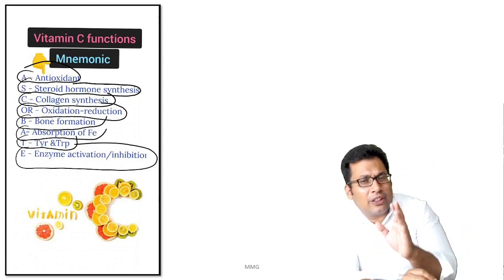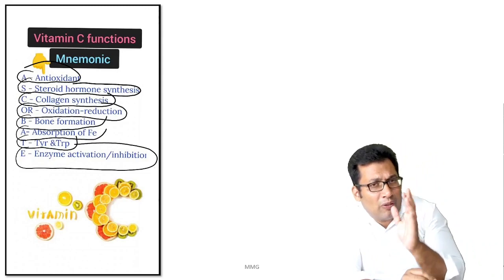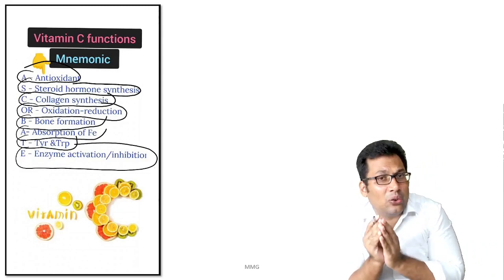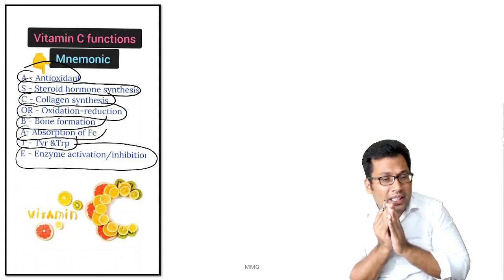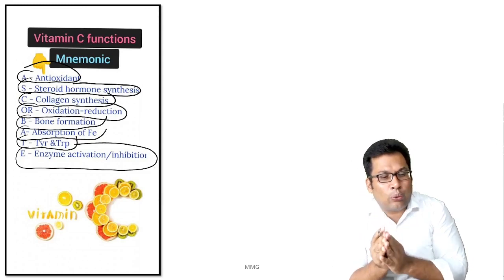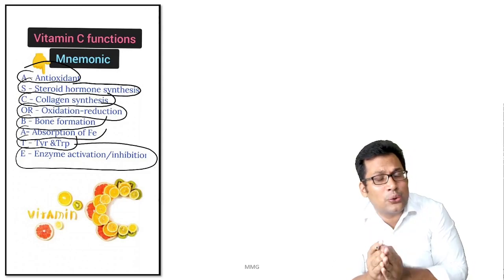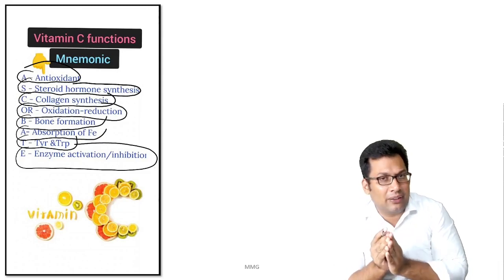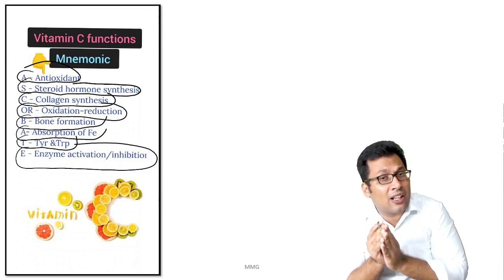So there are many functions of vitamin C. One very important function is antioxidant. It's a well-known antioxidant. Second thing, collagen synthesis. When collagen synthesis is affected, that leads to bleeding and other manifestations known as scurvy. And one more, steroid hormone synthesis.